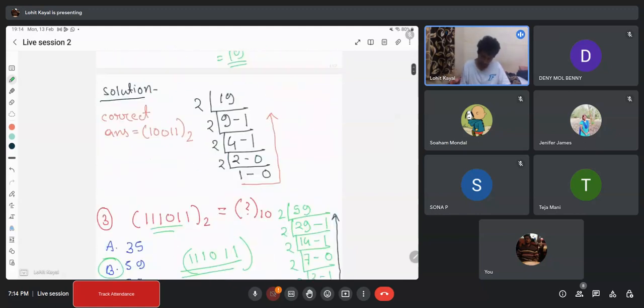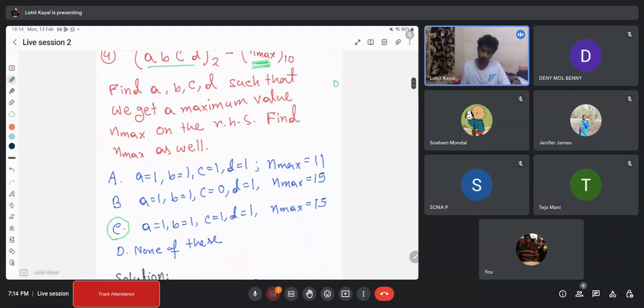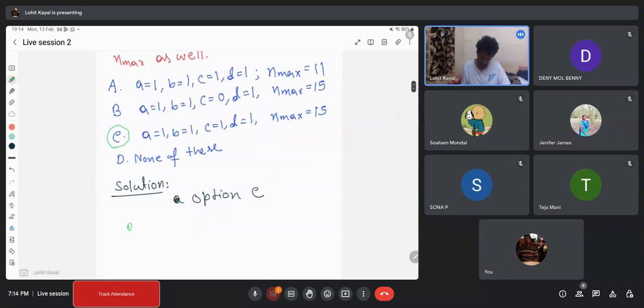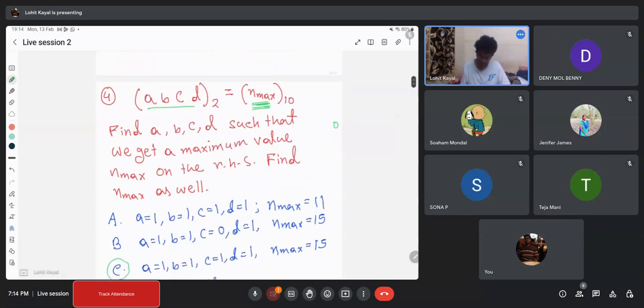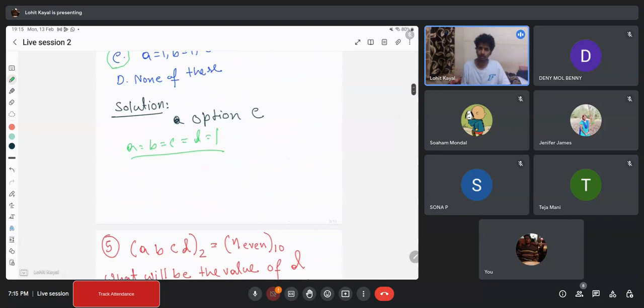So obviously this number will be maximum when A, B, C, D, all of them are equal to 1. So A equal to B equal to C equal to D equal to 1. Only then the right hand side will be maximum. If any of them is 0, then that is not the maximum value.